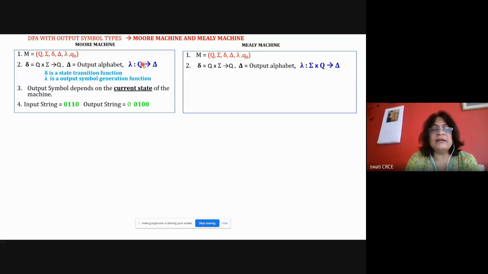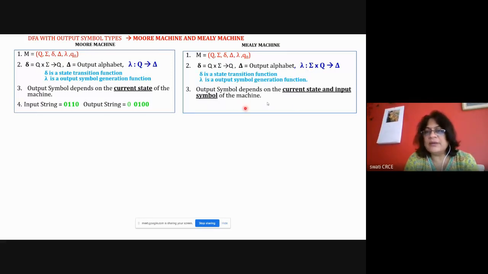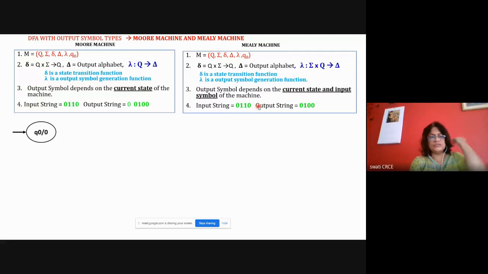So the state decides the output symbol. Every state has a fixed output symbol, and once the machine reaches that state, that output symbol is generated. But in the case of a Mealy machine, your output symbol depends on both the state and the input symbol. That's why we say the output symbol depends on the current state and the input symbol of the machine, both of them.